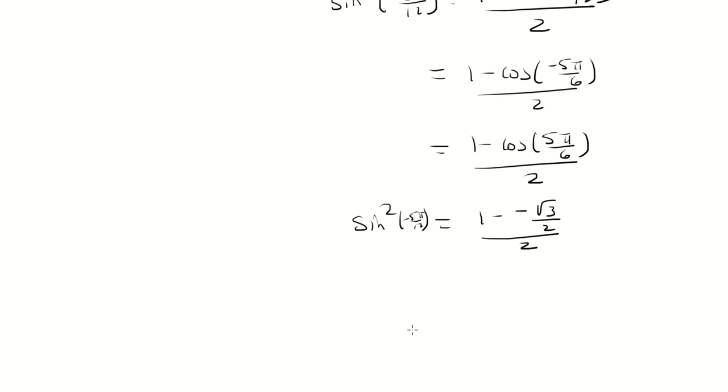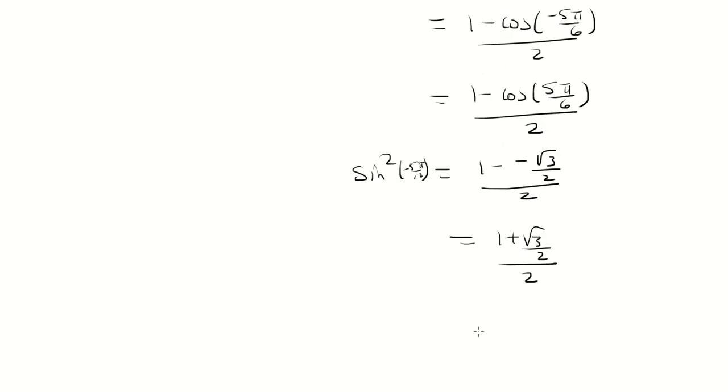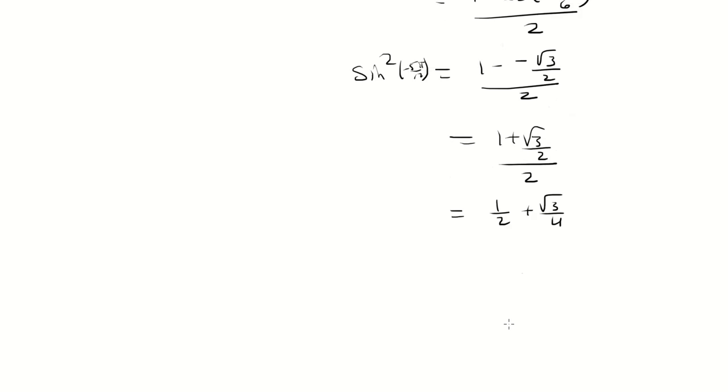And so two negatives will make a positive, so it's 1 plus root 3 over 2, all over 2, which I can distribute the denominator, so it'll be 1/2 plus root 3 over 4. And if you want to bring this together, that'll be 2 plus root 3 over 4. And so this is sine squared.